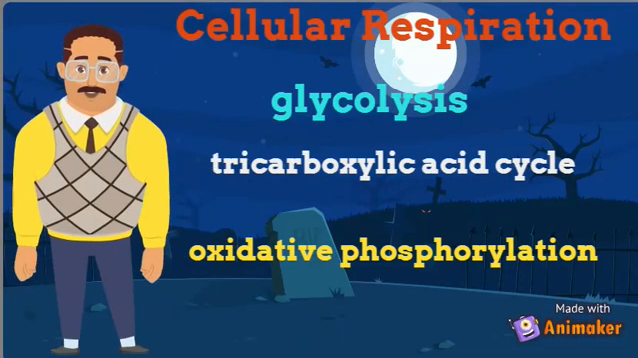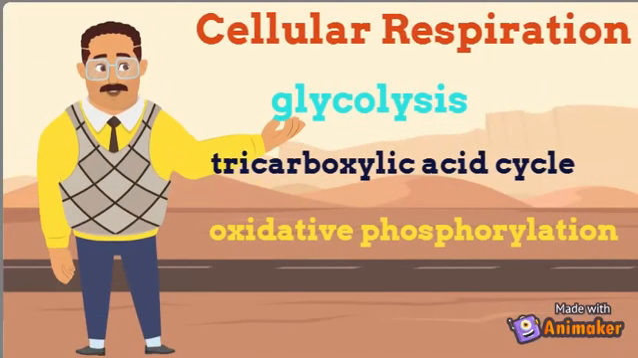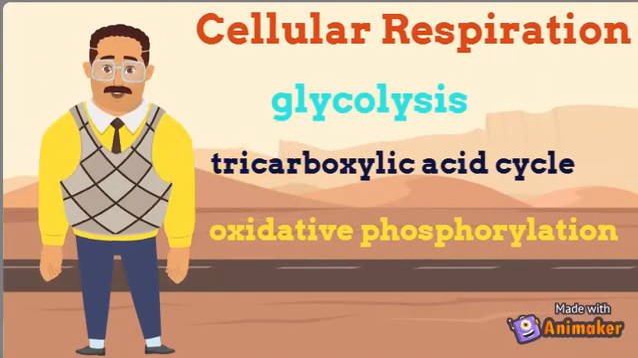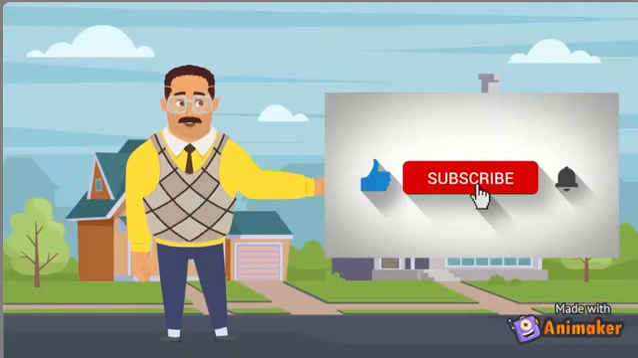But the products of tricarboxylic acid cycle will then move to oxidative phosphorylation, which will generate the majority of the ATP produced in aerobic respiration by the metabolic pathway called electron transport system, which we will discuss in part 3 of cellular respiration.